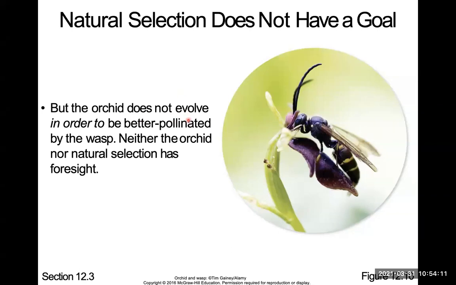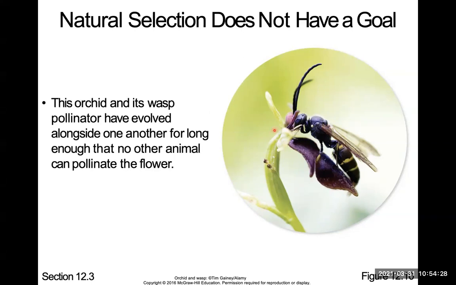So orchid doesn't evolve in order to be better pollinated by the wasp. Neither the orchid nor natural selection has foresight. So if one of these changes, the other one might not evolve. So they are codependent on each other. That's what I'm trying to say. They have evolved alongside one another for long enough that no other animal can pollinate this flower. This flower is completely dependent on this wasp for pollination.